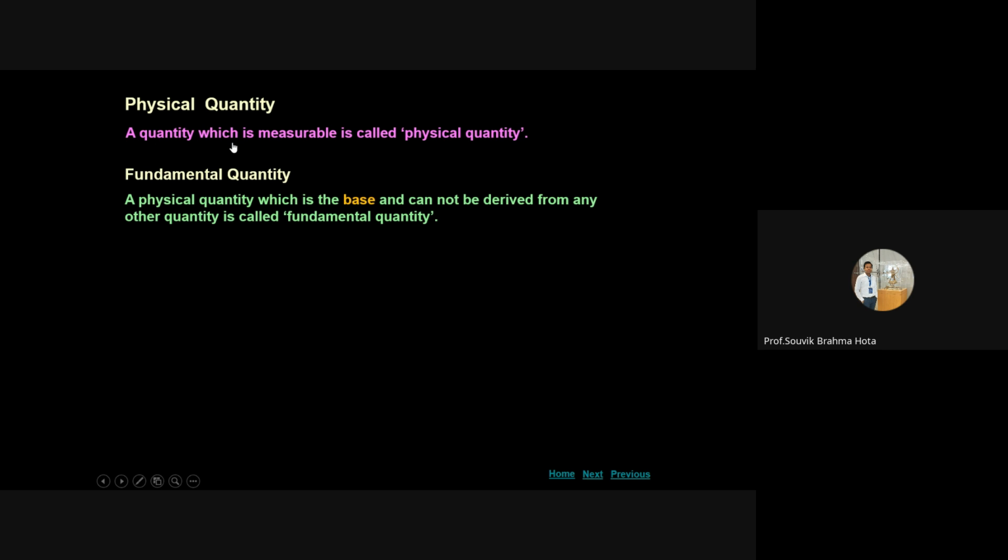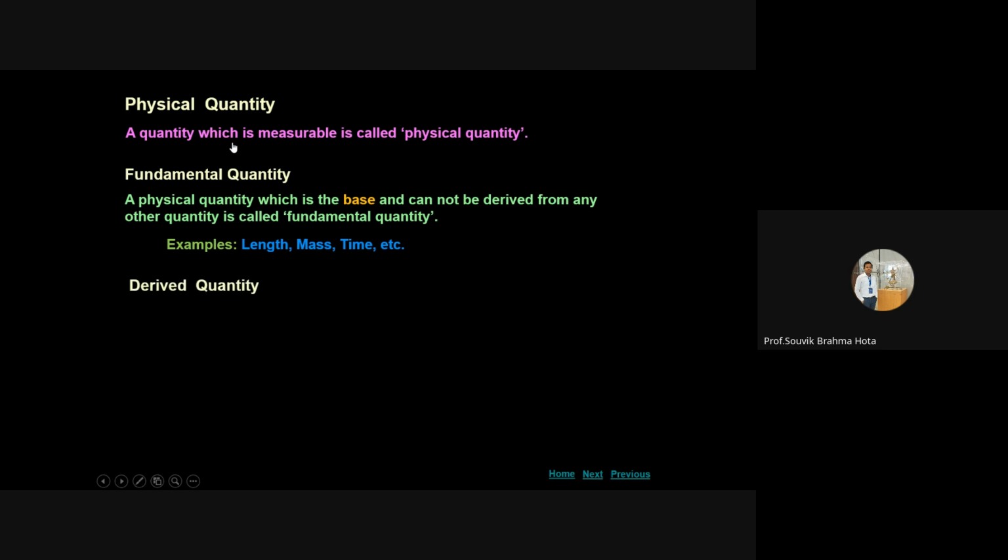So first, the physical quantity. These portions are actually covered, and we will go through a brief overview of all these things. A quantity which is measurable is called a physical quantity. And what is a fundamental quantity? A physical quantity which is the base and cannot be derived from any other quantity. That is known as a fundamental quantity. Examples: length, mass, time, etc.